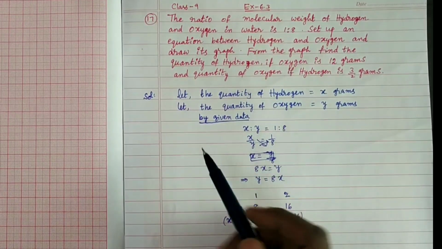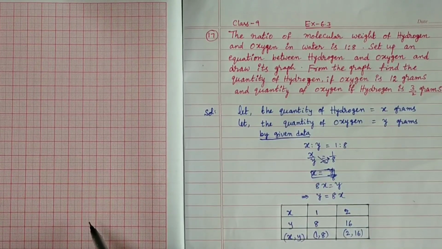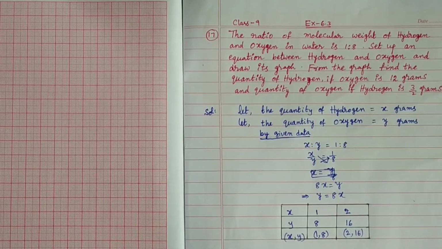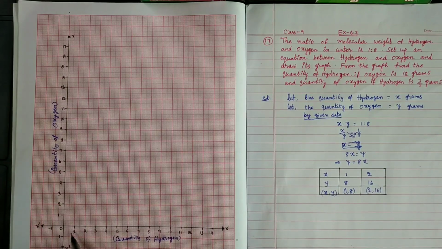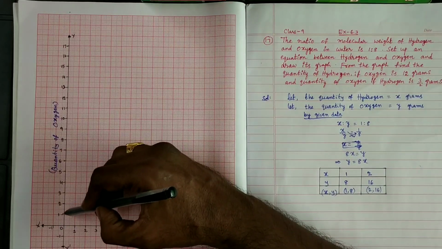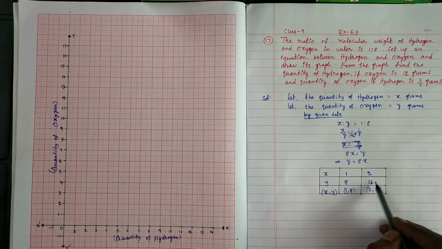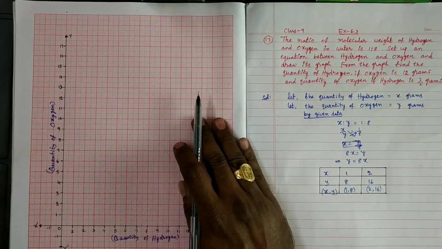In the problem, oxygen and hydrogen quantities can never be negative. So you can take the graph in the first quadrant only. Take the scale on the x-axis as 1 centimeter for 1 unit, and on the y-axis as 1 centimeter for 1 unit. The greatest y value is 16, so you take up to 16 or 17.